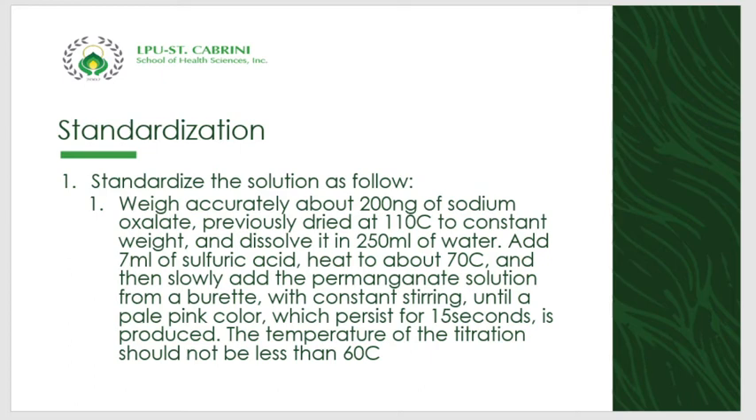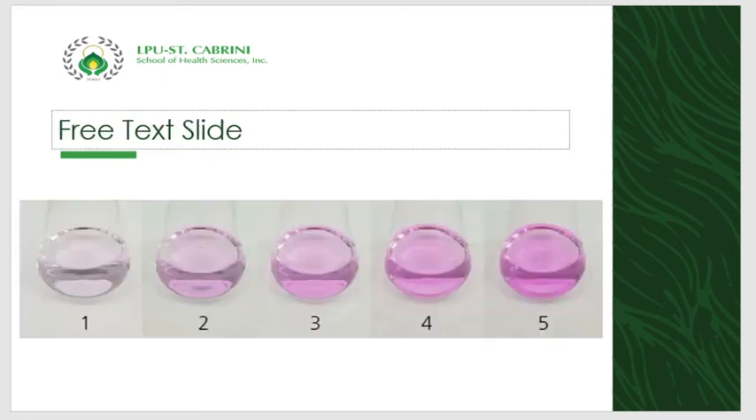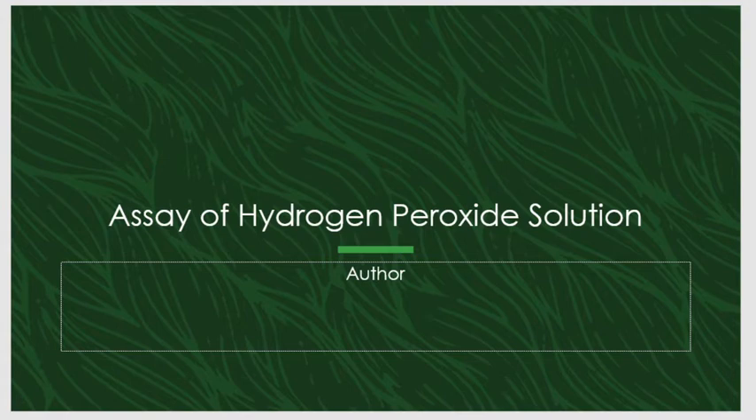The burette used to measure the permanganate solution should be washed out immediately after use to prevent the formation of a deposit of manganese on the burette wall. So, hugas-hugas lang. So, ayun po. Ito yung ating kailangan makita, yung endpoint. Then, now, we will be proceeding with your assay of hydrogen peroxide solution.